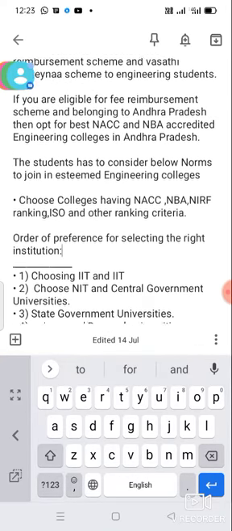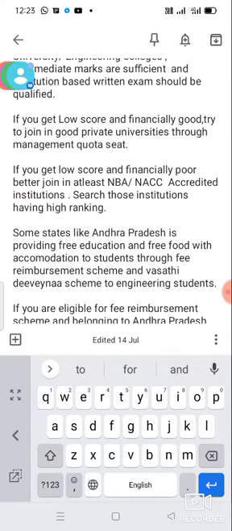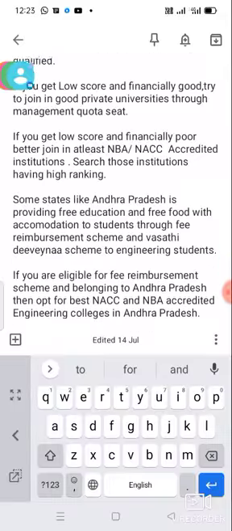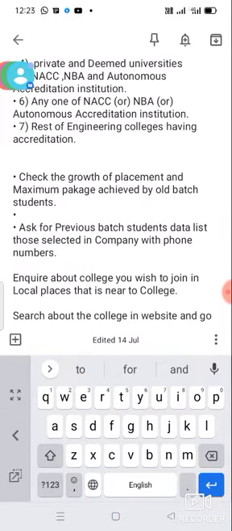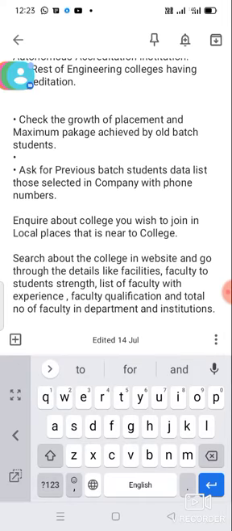So these are the points that you need to take into consideration. First of all, check the growth of placements and the maximum package achieved by old students. If you are going to check the placement history of a reputed engineering college where you plan to join, ask your seniors or faculty, or go directly to the college and consult the seniors: how they were placed, how much salary they are getting, and which companies they joined.